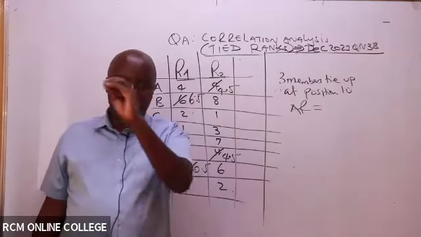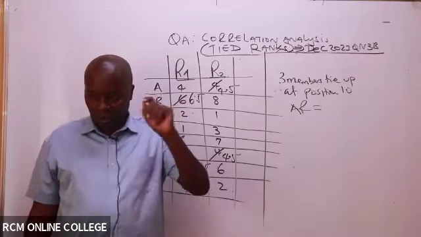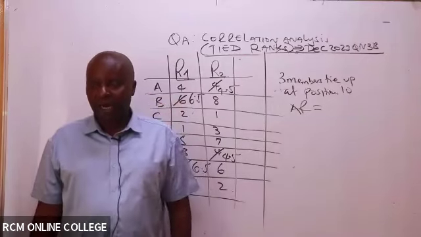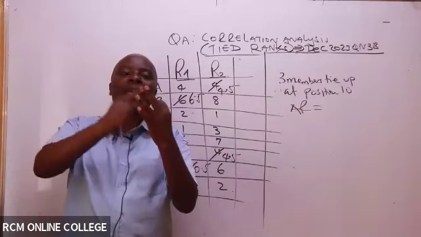Who is that genius of a student who can give me the average rank? Because 3 members have tied at one position, so we have 10, 10, 10.